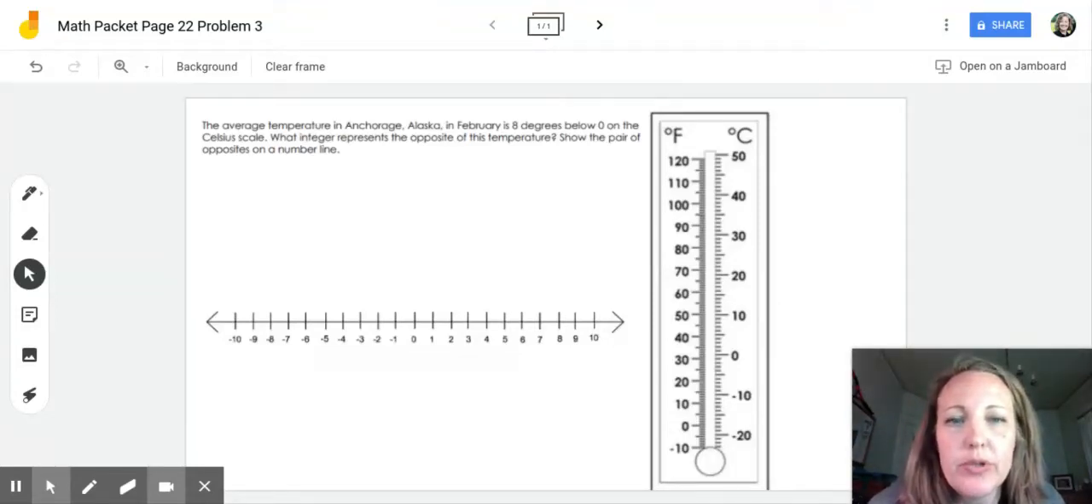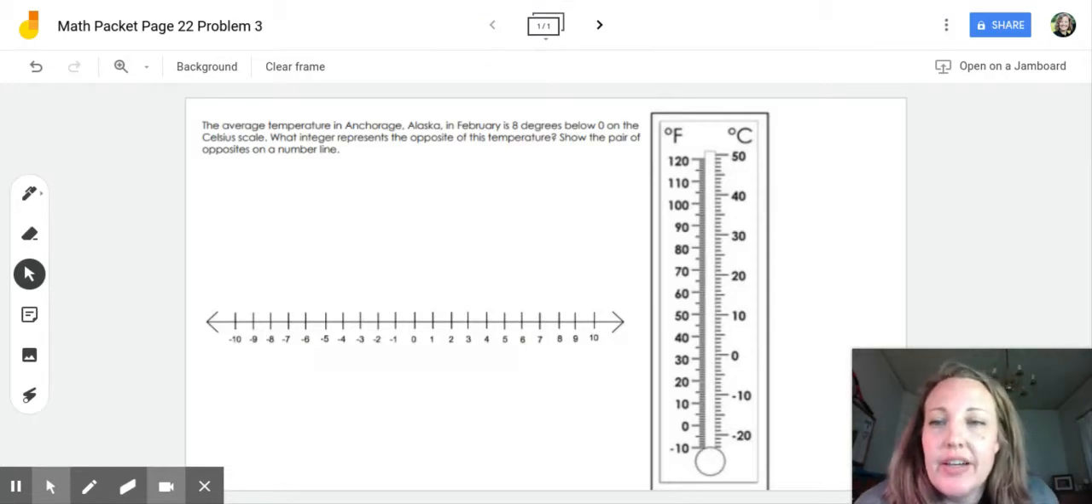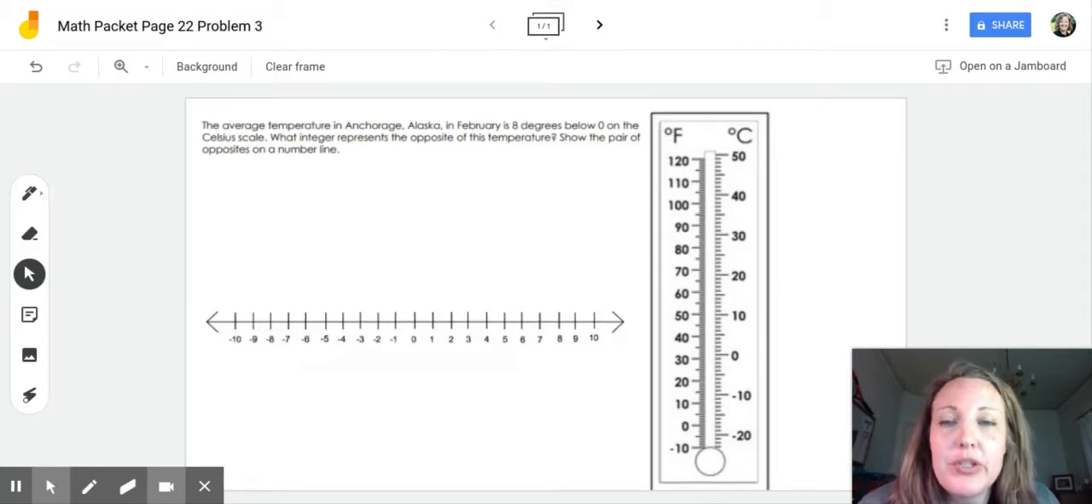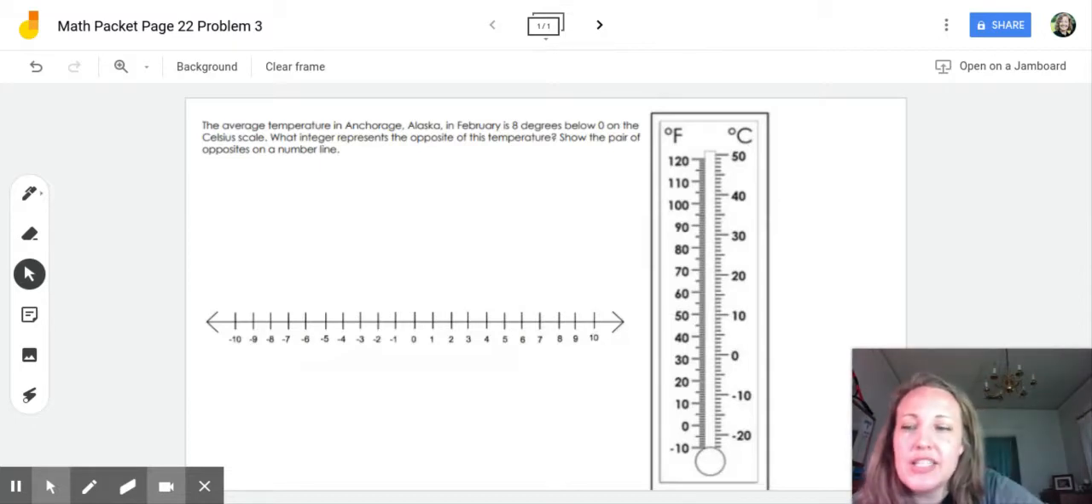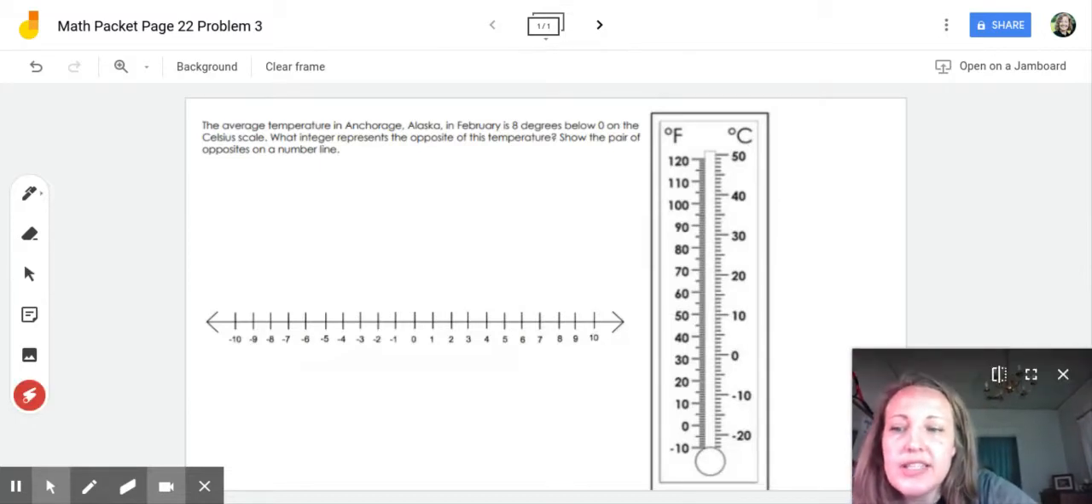This is problem number 3, and it's talking about the average temperature in Anchorage, Alaska. A couple of problems ago, we looked at where Anchorage, Alaska is located, and now we're talking about the temperature there. So in February in Anchorage, Alaska, the temperature was 8 degrees below zero on the Celsius scale.